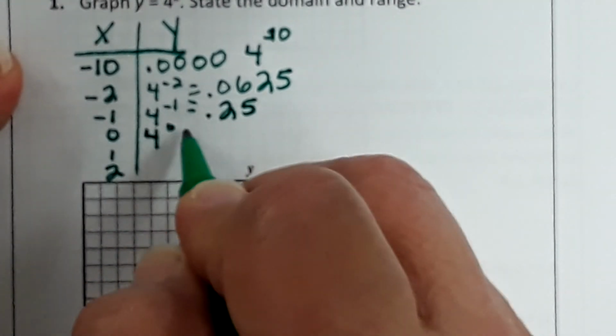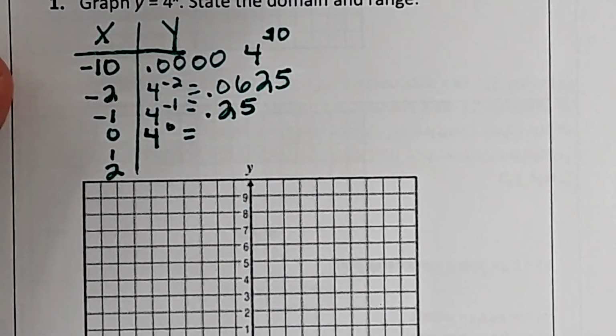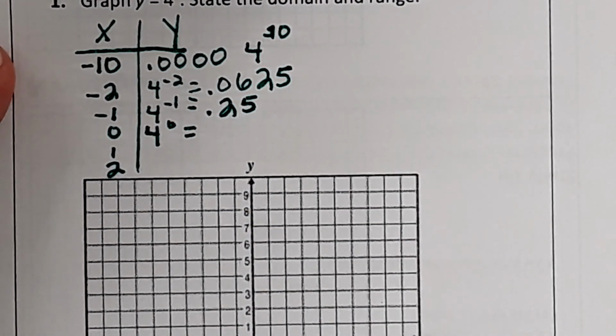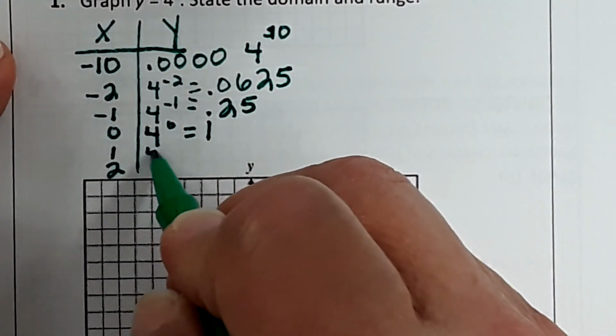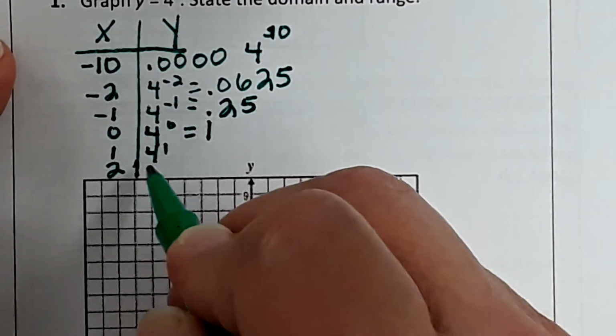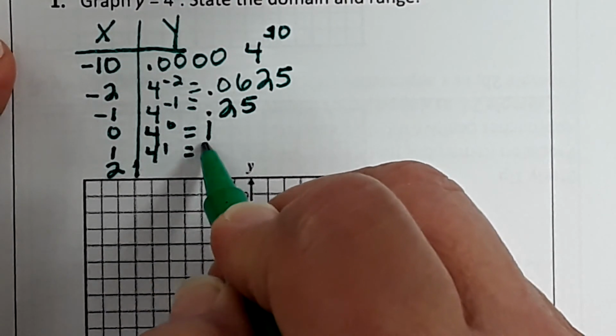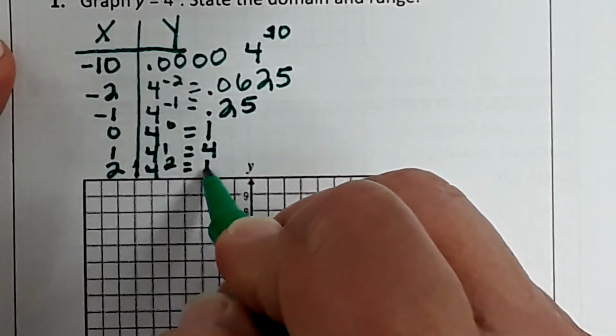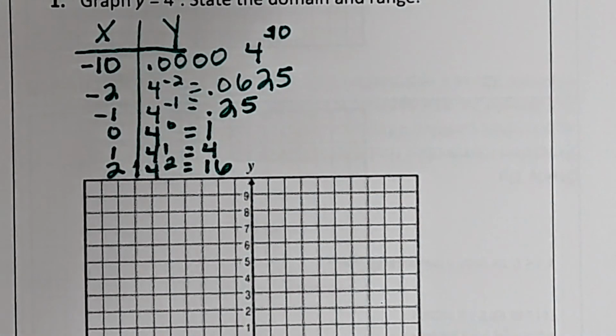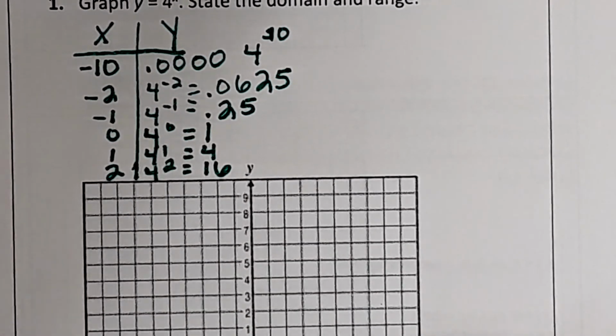4 to the 0 power. This is my favorite one. What's 4 to the 0 power? And we're going to do 4 to the first power, which is 4. And then we're going to do 4 to the second power, which is 16. Can we go any further? We could keep going, but why should we stop at 2? The graph doesn't go any further, so we'll just have to estimate that.